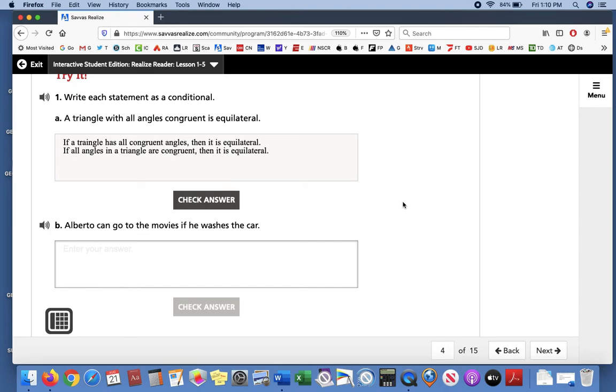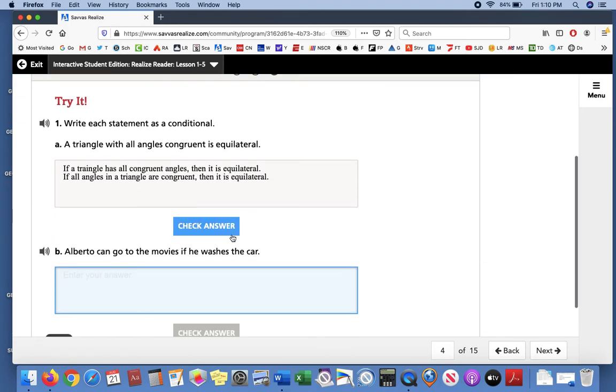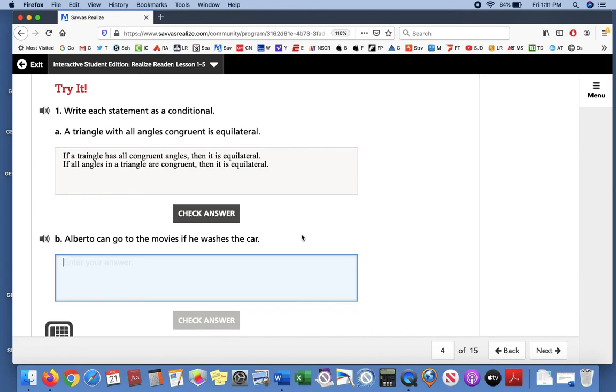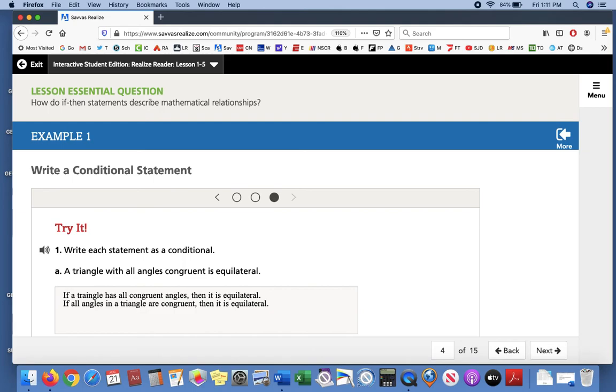Alberto can go to the movies if he washes the car. Oh, I love this one. Why do I love it? Well, I love it because of this word right here: if. They already told me the if part. So I just got to make it sound right. If, and I'm going to put Alberto in the front. If Alberto washes the car, then he can go to the movies.